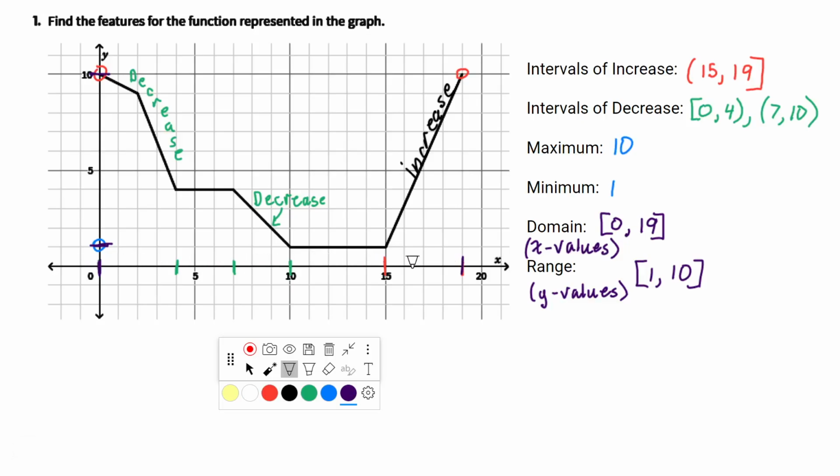So domain is x values, and the range is y values. And this concludes my video on how you identify the different features of the graph of a function.